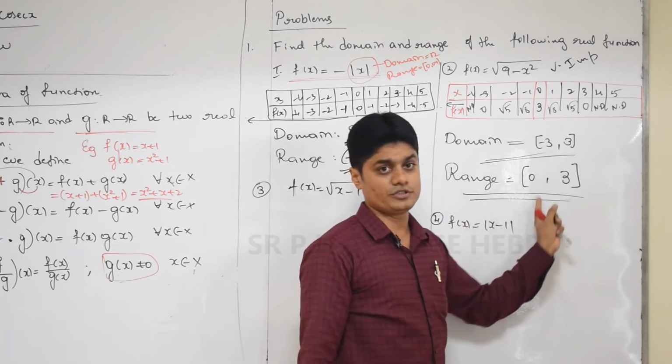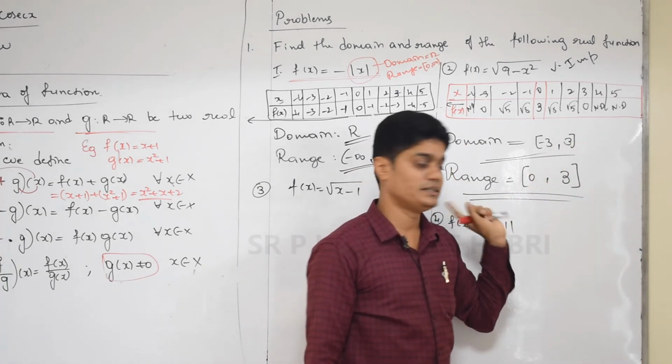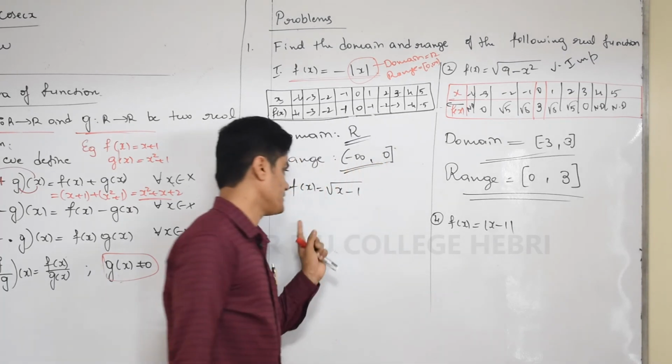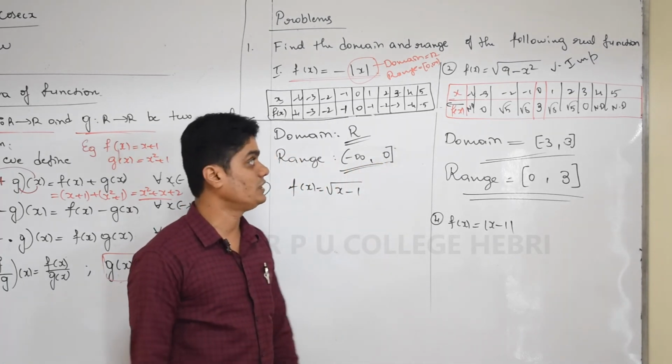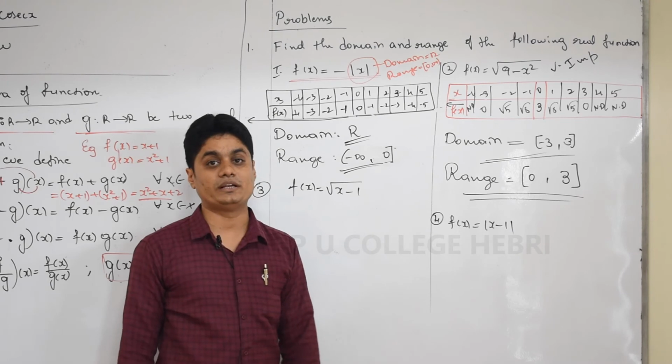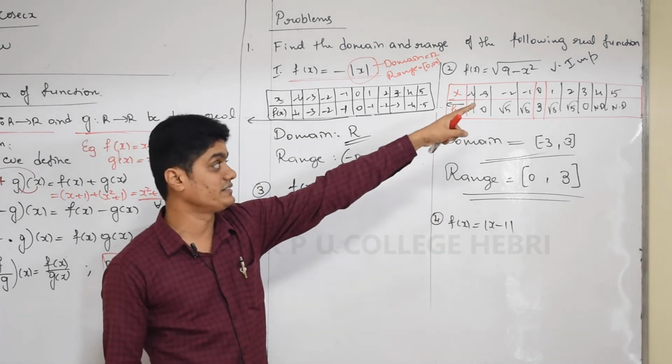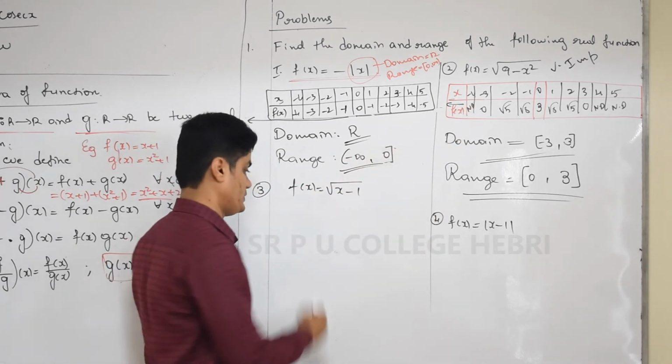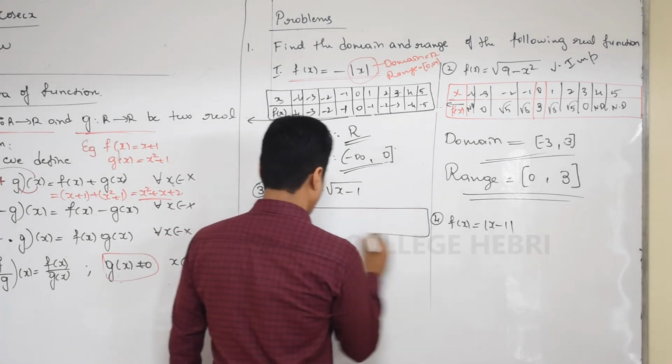So I hope you understood how to get the domain and range. So come to the next problem. Okay, one more same type of problem, that is root of x minus 1. There it was root of 9 minus x square, here root of x minus 1. You can follow again the same method.